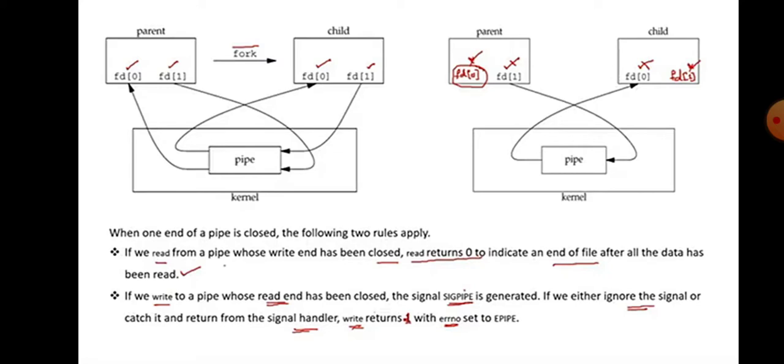So these are the two rules that apply when one end of the pipe is closed. If the write end is closed, then the read will return 0, which indicates that end of file has been reached. When a write operation is done to a pipe whose read end is closed, a signal will be generated, and the signal can be ignored or handled. So this is about pipe.